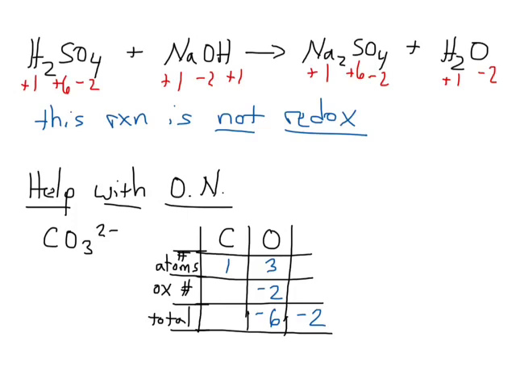Now, doing the math, -2 has to be the total charge altogether. I already have -6 here, which means this total has to be +4. So +4 plus -6 gives me -2. And now the last piece of the puzzle is what's carbon's oxidation number? Well, if there's only one carbon and it has to have a total of +4, then its oxidation number must be +4. And I've now figured out the oxidation numbers for everything involved, carbons and oxygens.